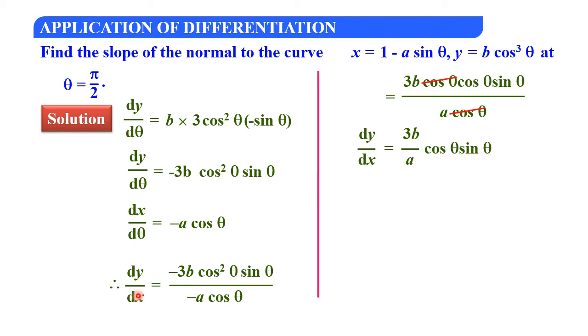Now dy by dx. When you will be finding dy, its full result is here, and dx, its full result is here. Divide: dy by dx equal to dy by d theta divided by dx by d theta. So the dy term is here, the dx term is here, some of the terms are gone from the numerator as well as the denominator side. Only this much is remaining, 3b divided by a cos theta into sin theta. Next, the theta value is also given in this.